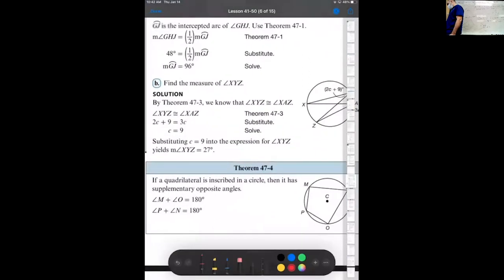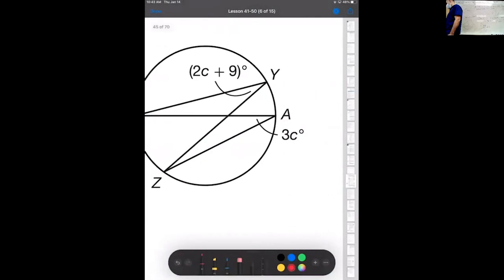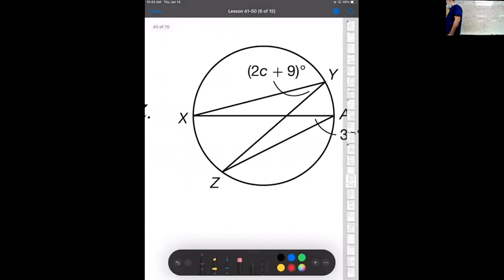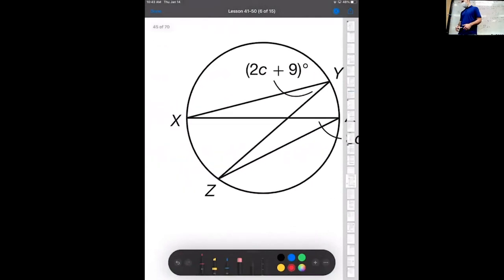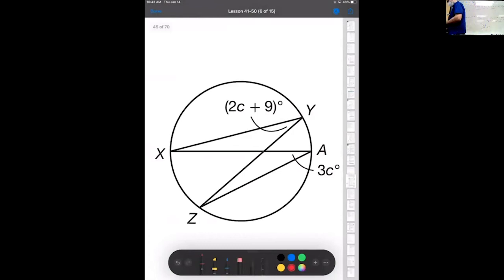Okay, here's a good one. Let's do this. So let's find the angles Y and A, okay? What do you know about these two angles, Y and A? Shouldn't they be equal? Yep. Do you see why those are equal, guys? Why Y and A are equal? Because they intercept the same arc.